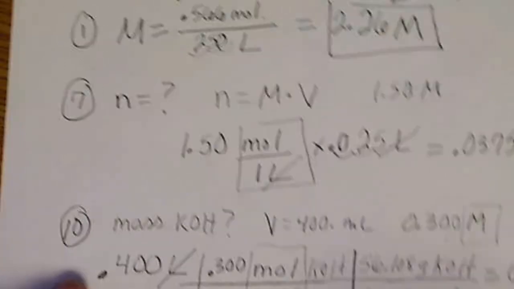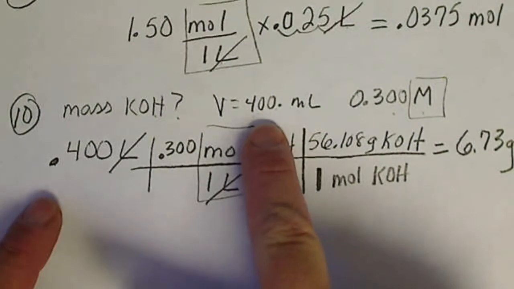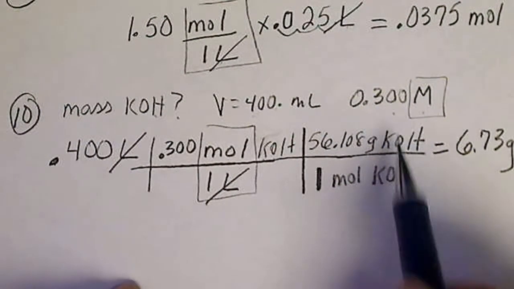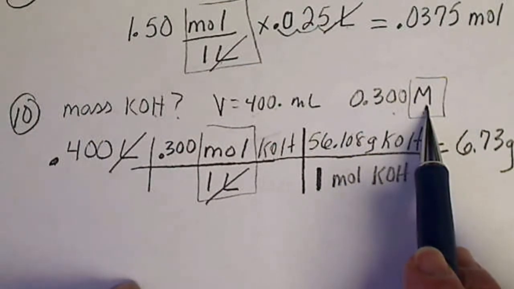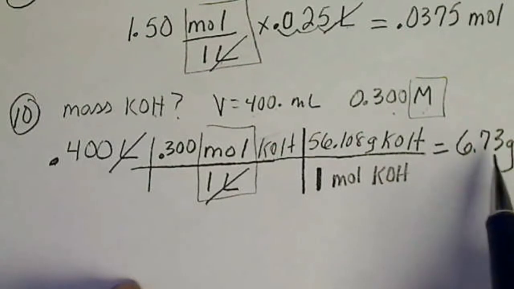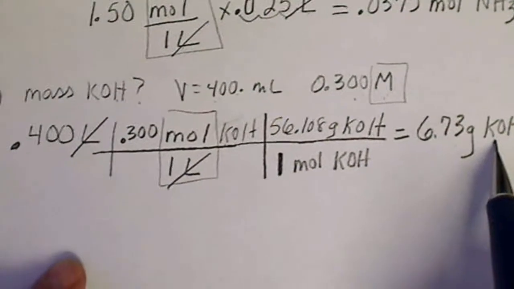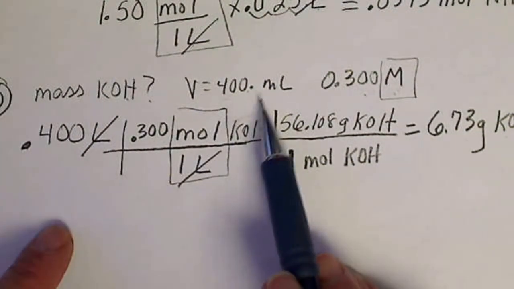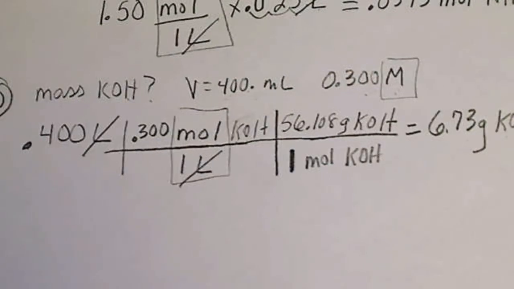So this is the way we would make a solution. You might not want a liter, maybe we only want 400 milliliters of a solution, and the recipe calls for a 0.300 molar solution. So we're going to have to make it by weighing out 6.73 grams of potassium hydroxide. Then we would put that in a volumetric flask that is used to make a 400 milliliter solution and fill it up to the mark with water.